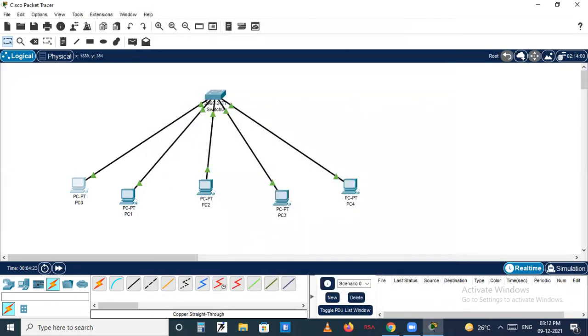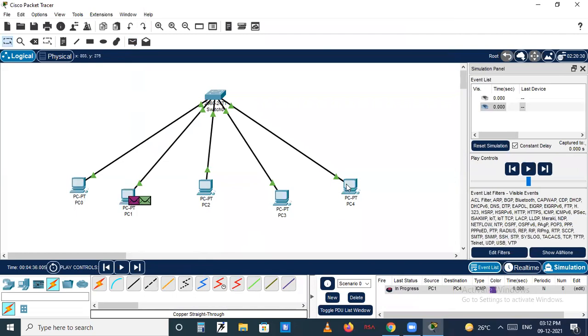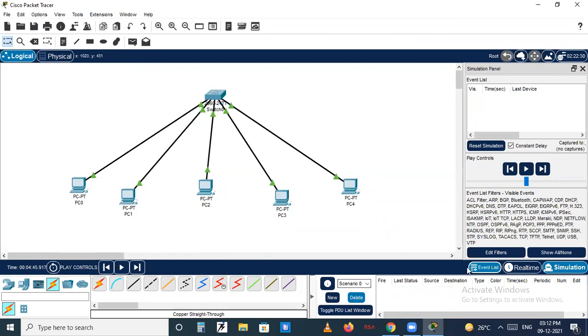Let's move to the simulation mode, and let me take some small data packets. I put it here and then here. Two are done, wait. Problem.